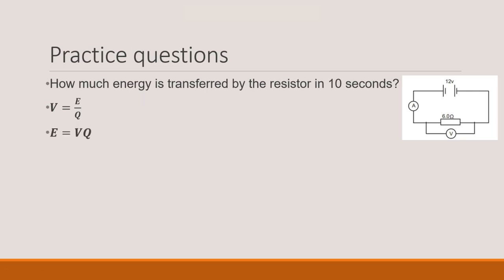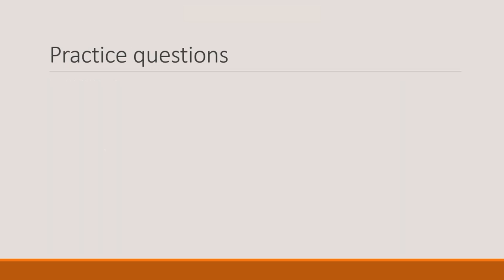May rearrange the formula as E equals V times Q. The voltage is 12 volts and the charge that we calculated is 20 coulombs. So that gives us an energy transferred by the resistor of 240 joules.